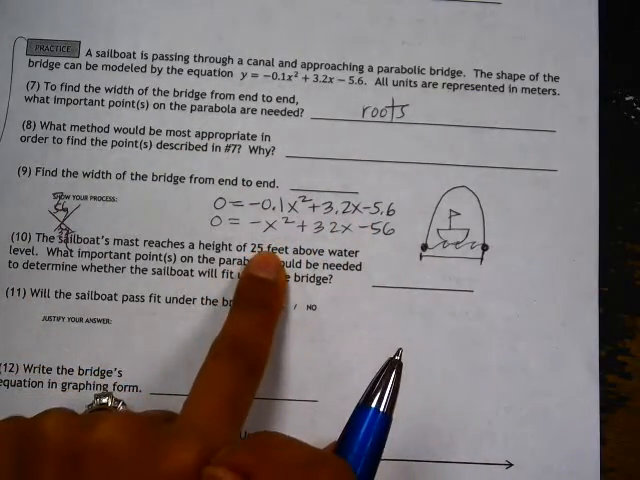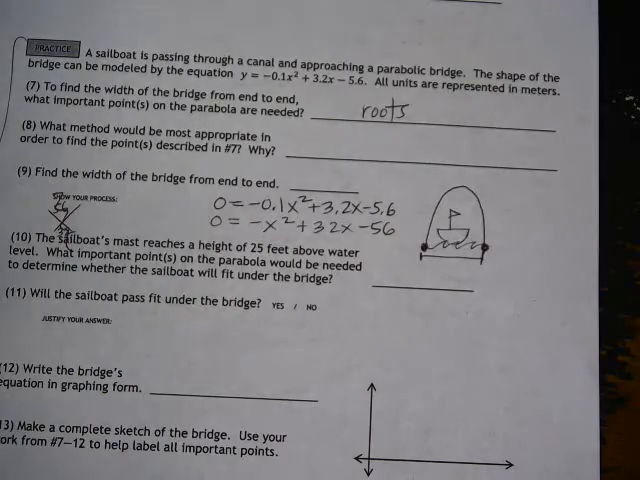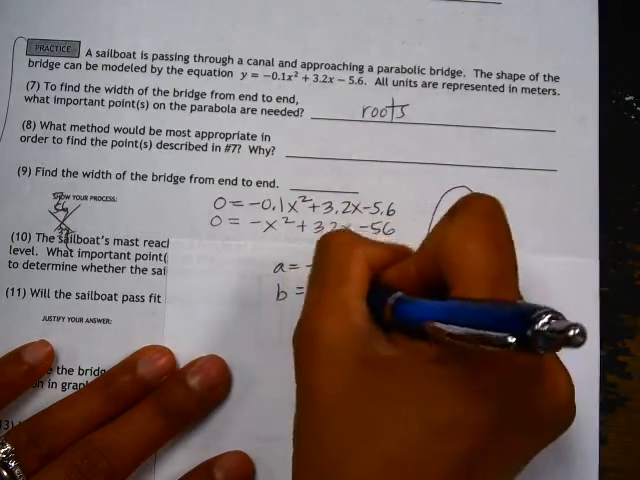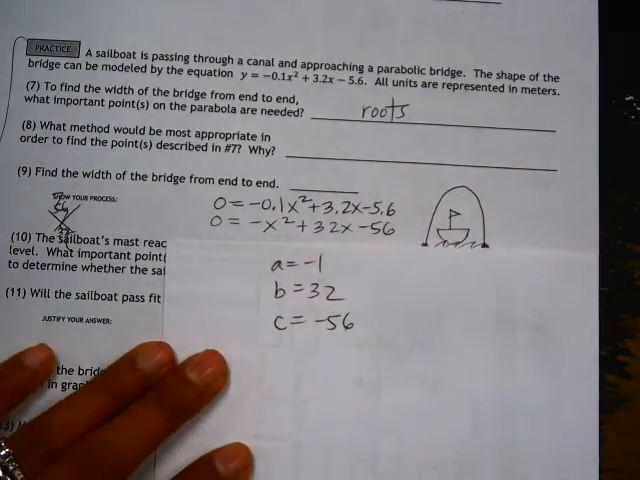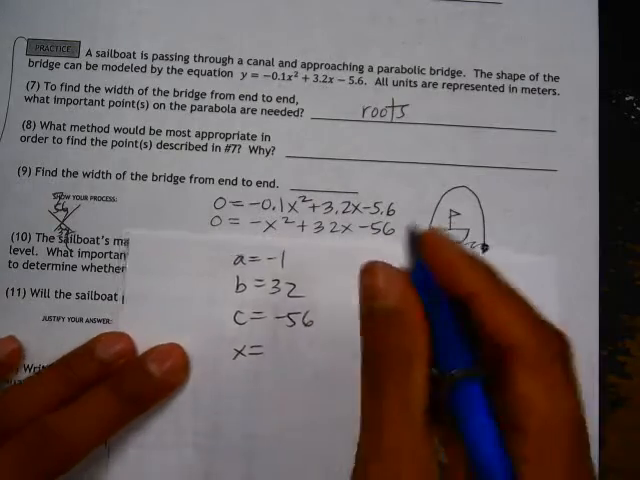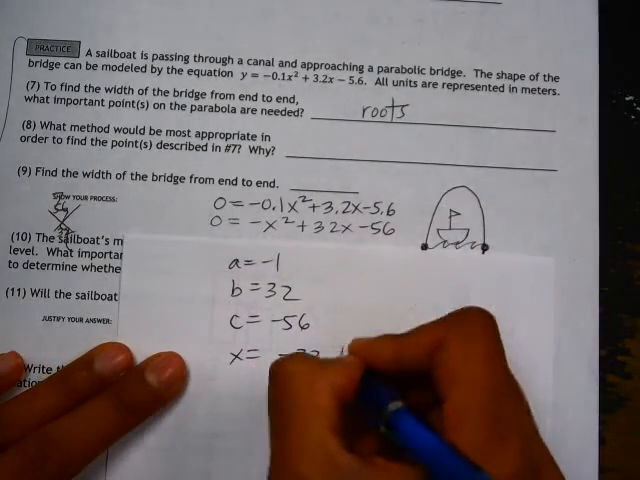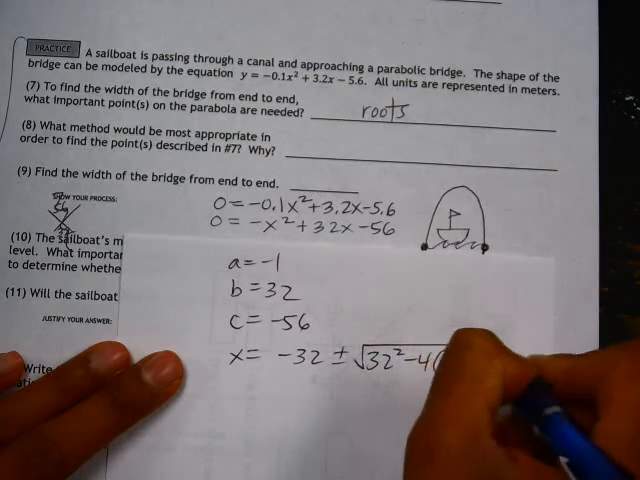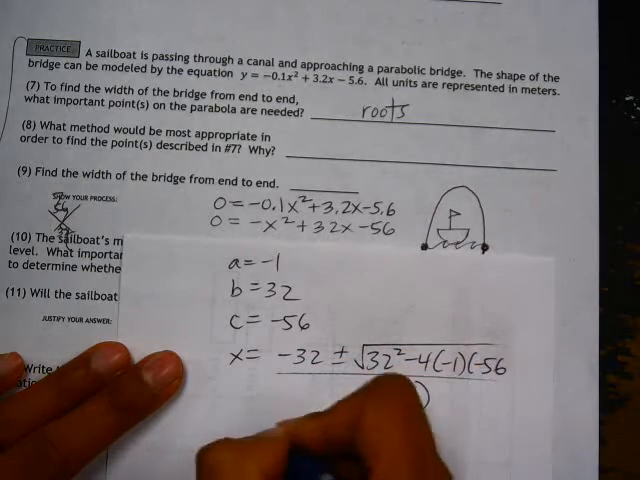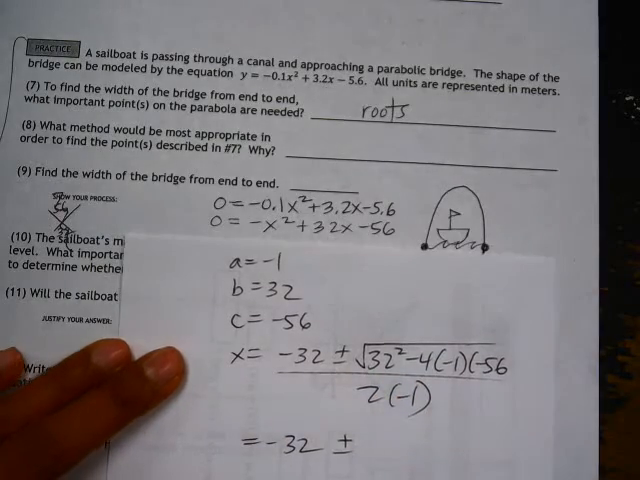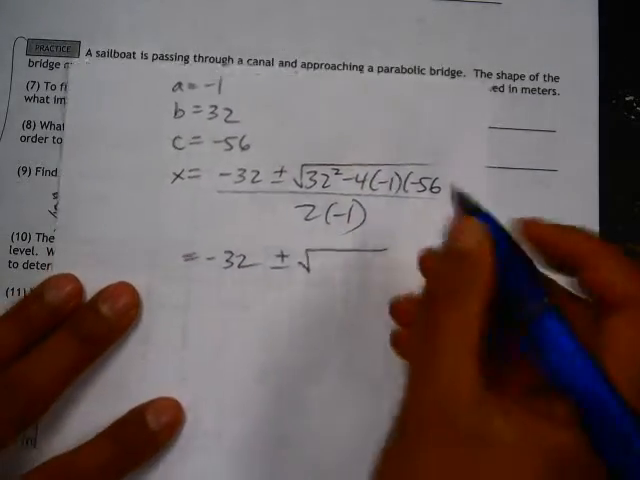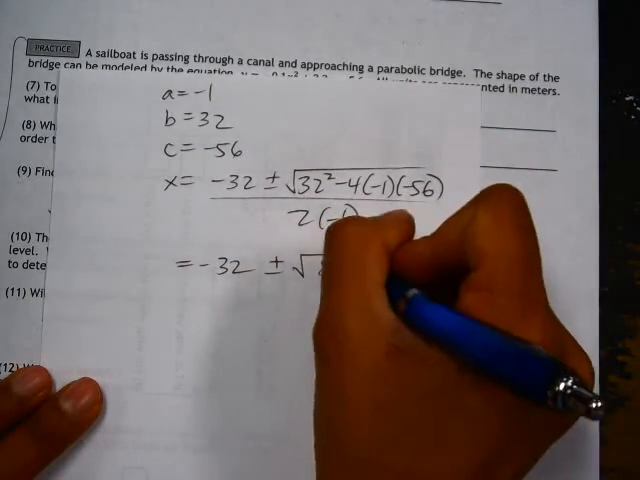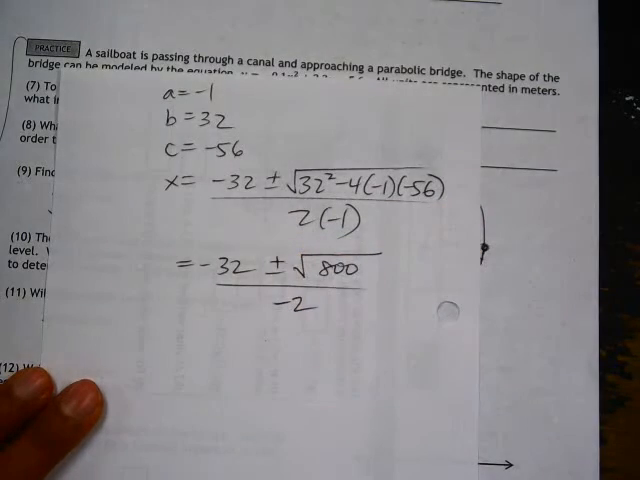So if we plug everything into the quadratic formula, A equals -1, B equals 32, and C equals -56, we can solve for the roots. So negative b plus or minus the square root of b squared minus 4ac over 2a. So simplifying that, negative 32 plus or minus the square root of, if we type all of this into a calculator, we're going to get 800, and then divided by -2.